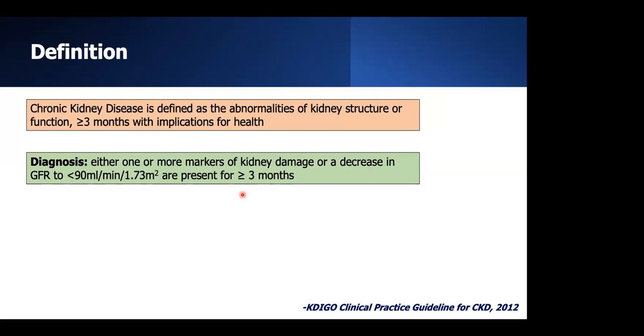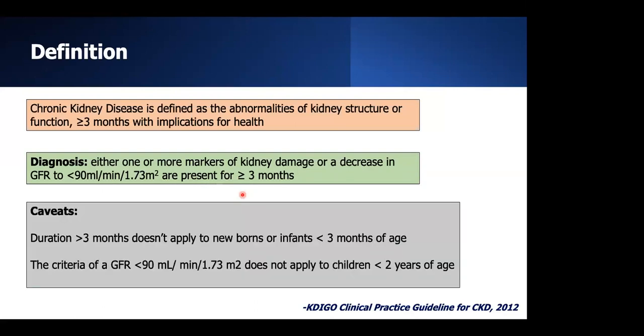There are certain caveats for this definition. The duration of more than 3 months doesn't apply to newborns or infants who present with deranged renal function indicating CKD for less than, say, 3 months. They would have some anomalies, even as a fetus. So in that scenario, it is tough for us to apply this 3 months criterion.